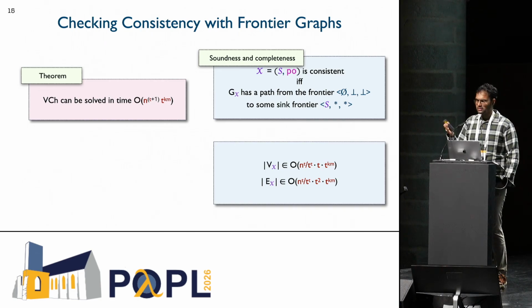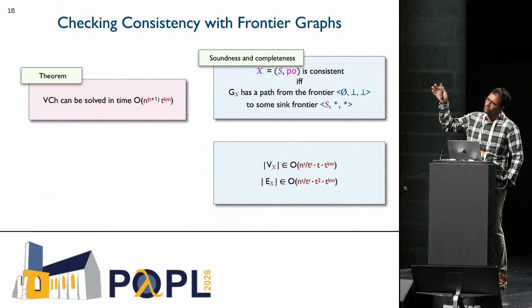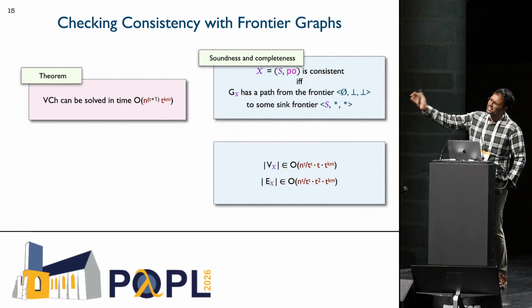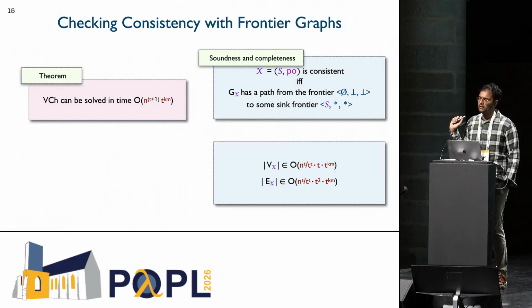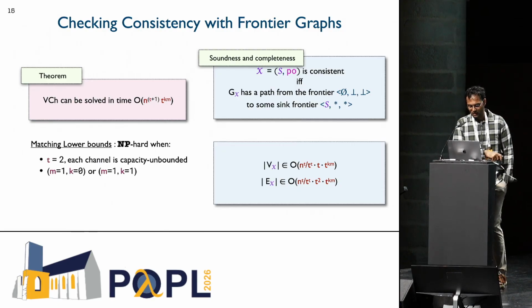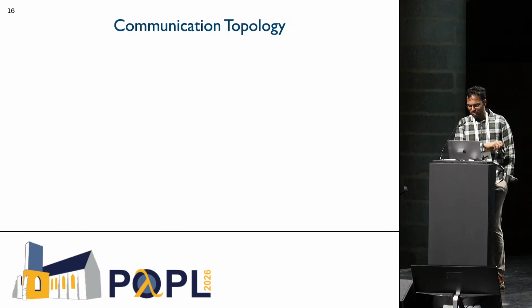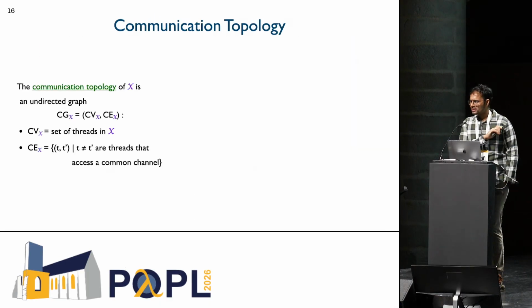And that turns out to be something of the order of n raised to t multiplied by t raised to km. Remember, k was the largest capacity of a channel, and m was the number of channels. Okay, so I will very briefly skim through this other result that we have.